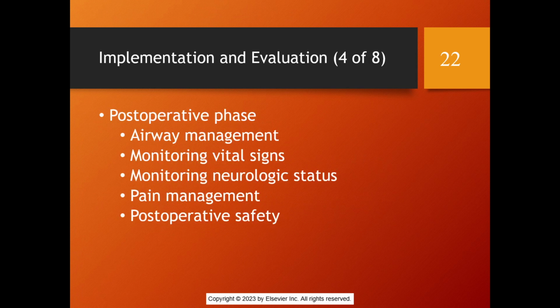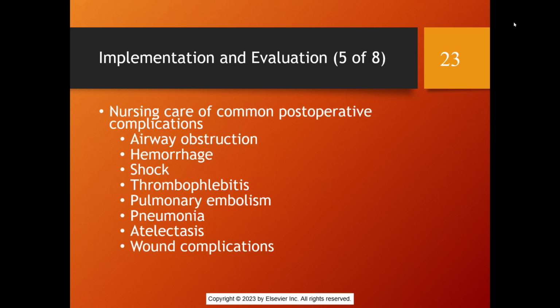Slide 22. In the postoperative phase, nursing care focuses on airway management, monitoring vital signs, monitoring neurologic status, pain management, and ensuring postoperative safety. These tasks are crucial in detecting and managing potential complications early. Slide 23. Nurses also play a vital role in managing common postoperative complications. These may include airway obstruction, hemorrhage, shock, thrombophlebitis, pulmonary embolism, pneumonia, atelectasis, and wound complications. Each of these complications requires specific nursing interventions and management strategies to ensure the patient's recovery and well-being.